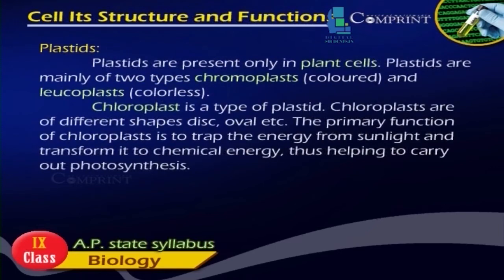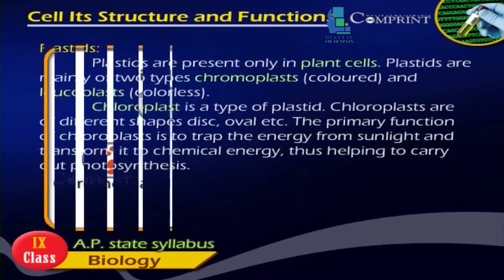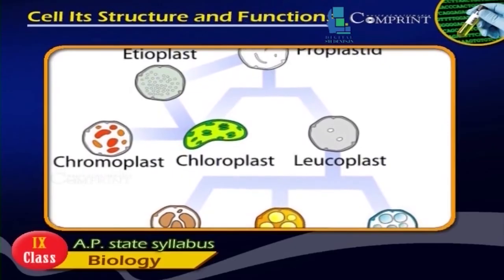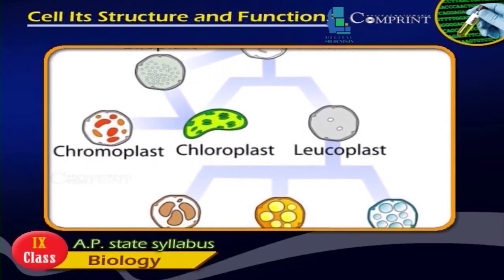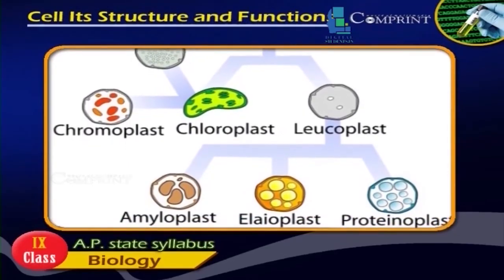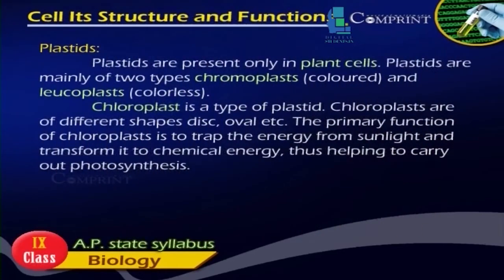Plastids. Plastids are present only in plant cells. Plastids are mainly of two types, chromoplast and leucoplast. Chloroplast is a type of plastid. Chloroplasts are of different shapes, disc, oval, etc. The primary function of chloroplast is to trap the energy from sunlight and transform it to chemical energy, thus helping to carry out photosynthesis.